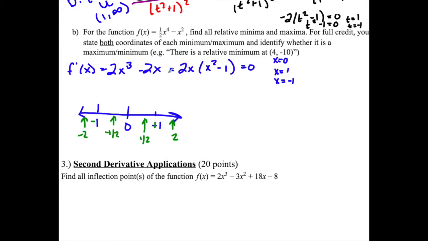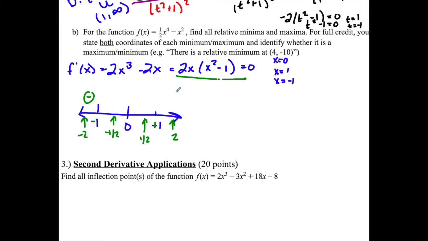So, here we go. If I plug in negative 2, let's focus on this. What you'd get is this would become a negative, because 2 times negative 2 is a negative, like a negative 4. Negative 2 squared is 4. 4 minus 1 is 3. So we have a negative times a positive, which is a negative. So it's decreasing before negative 1.